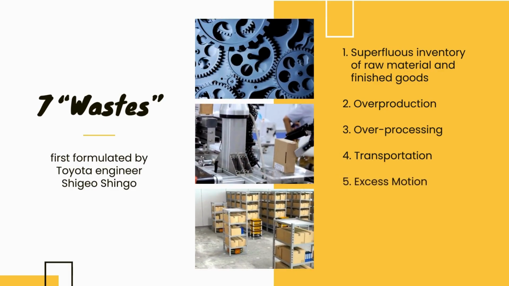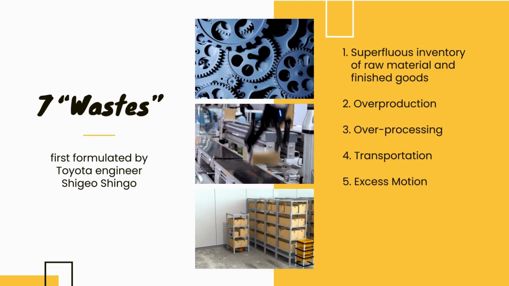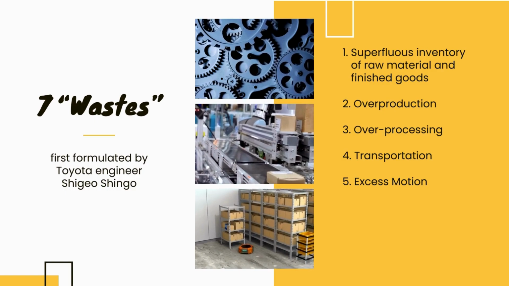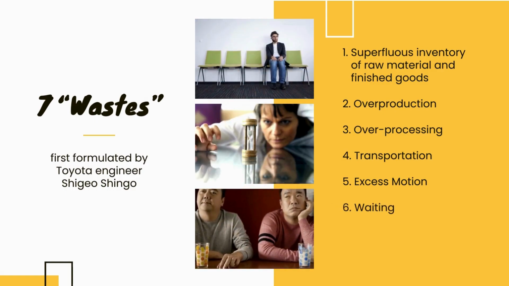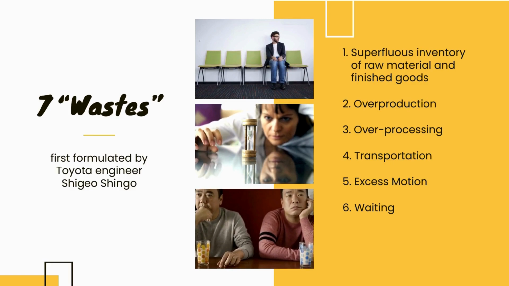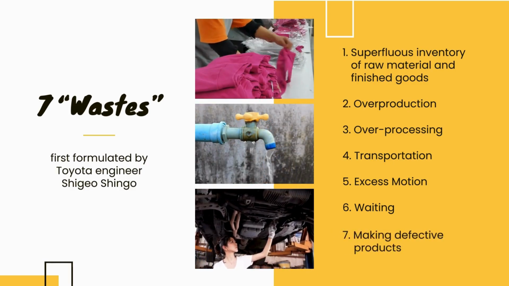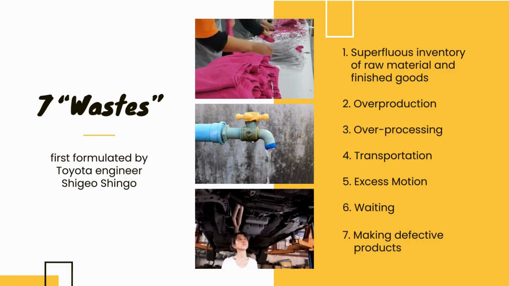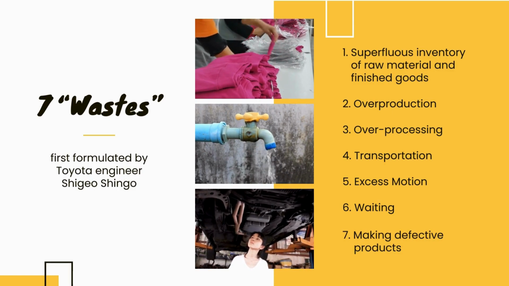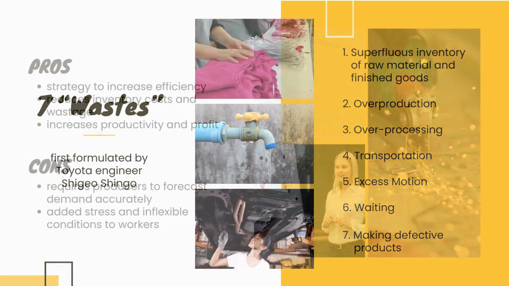Fifth is the waste of excess motion. It is the mechanizing or automating before improving the method. Sixth is the waste of waiting or inactive working periods due to job queues. And lastly, 7th is the waste of making defective products or reworking to fix avoidable defects in products and processes.